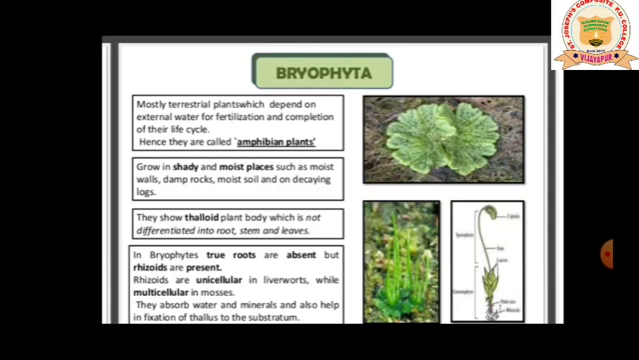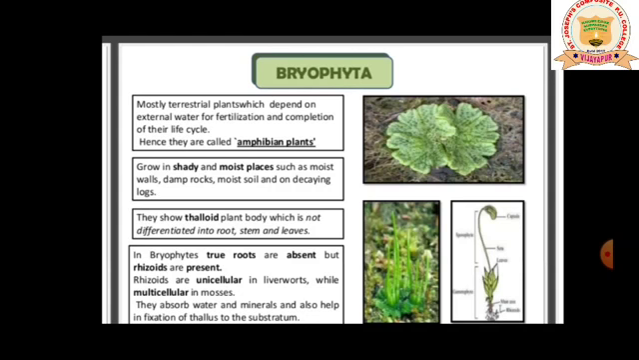They are not true roots, but they look like root-like, hair-like structures. So the name rhizoids is given. They are unicellular in liverworts while multicellular in mosses. Liverworts and mosses are examples of bryophytes. Fine. So rhizoids are present.